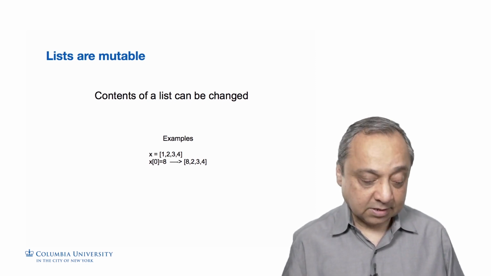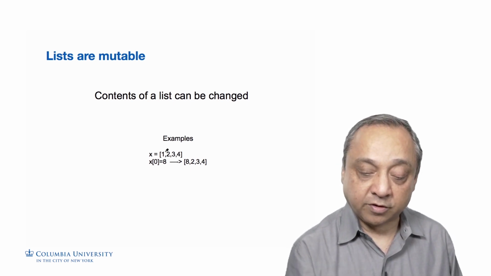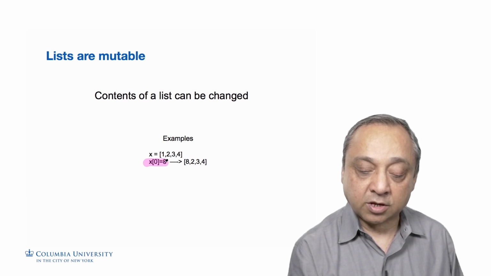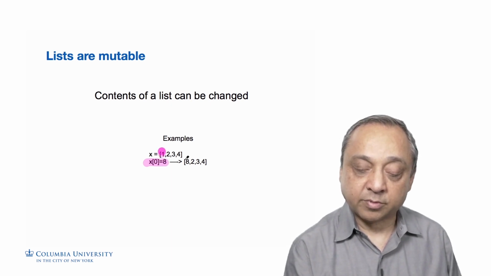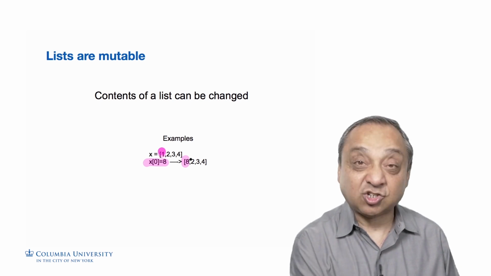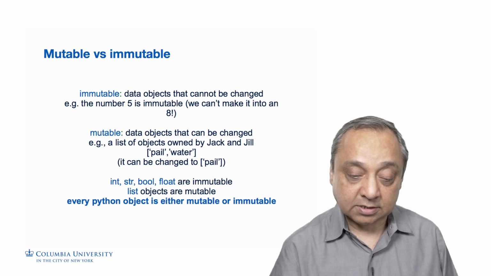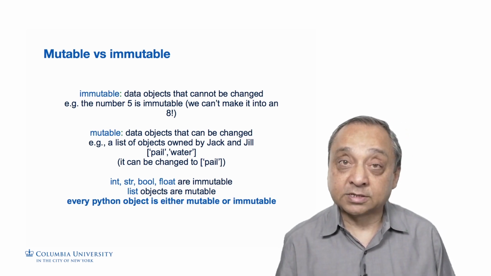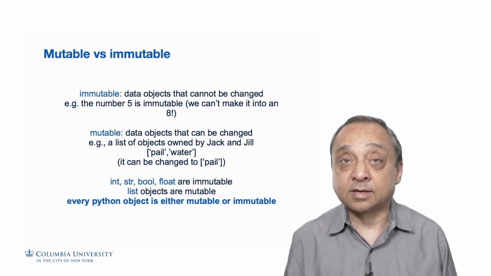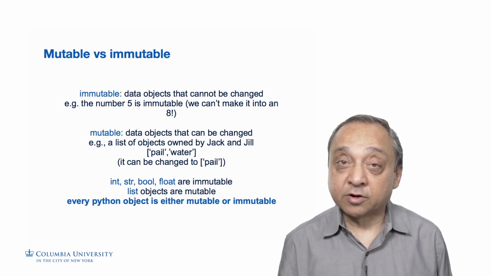So what this means is that if we have a list x equals [1, 2, 3, 4], and we do x[0] = 8, then what's going to happen is that this 1 over here is going to be replaced by the 8. So it's changeable. And the key in understanding mutability and immutability is that an immutable object is one whose data cannot be changed. In Python, if you have a number 5, it's always going to be the number 5. It's never going to change.